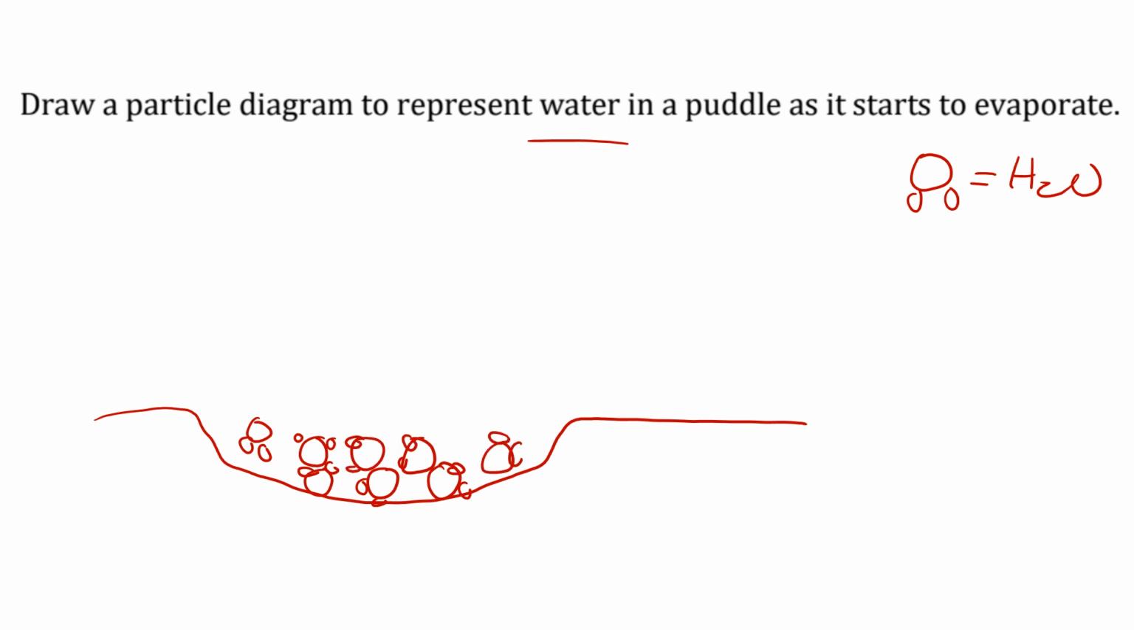Okay, it doesn't really give us a fixed number, but this is okay. So now, if that's my puddle, we have to show that it's starting to evaporate. So the molecules are going to start moving up a little bit. The double lines indicate that the particles are moving. That looks really ugly, I'm sorry.